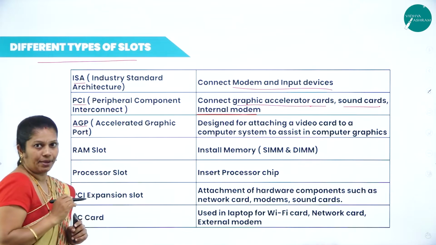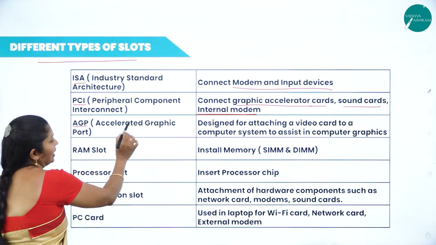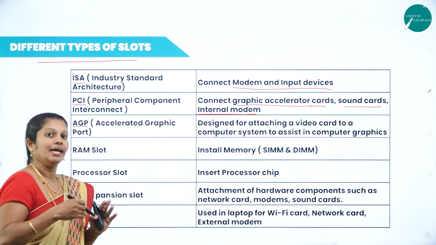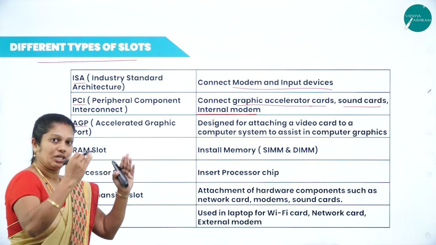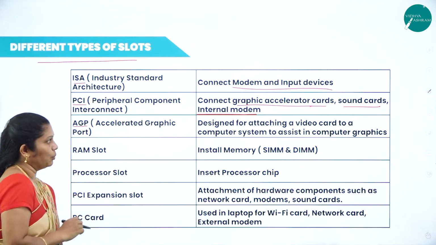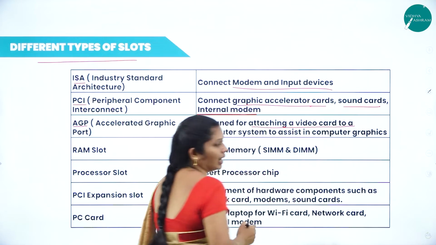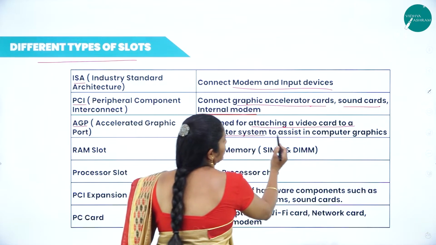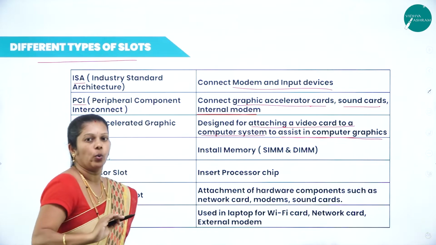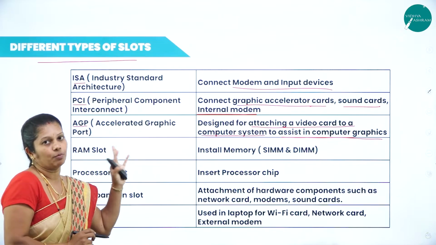Next one, AGP slots, that is Accelerated Graphic Port slots. When you come to graphic, it means video purpose. When I want to increase the pixels on the monitor or the visual display, at that time we use these AGP slots, Accelerated Graphic Ports. It is designed for attaching a video card to a computer system to assist in computer graphic purposes. To increase the video quality, we need these Accelerated Graphic Port slots.